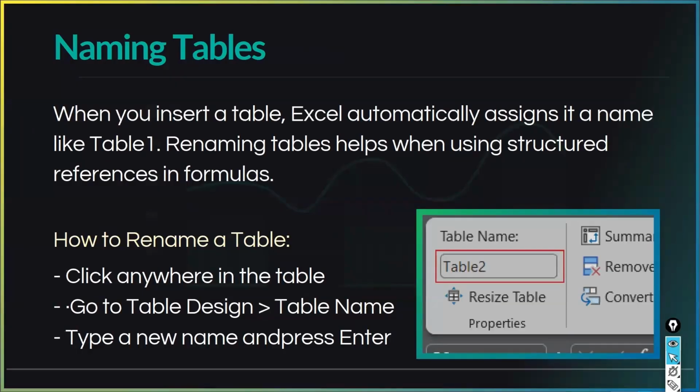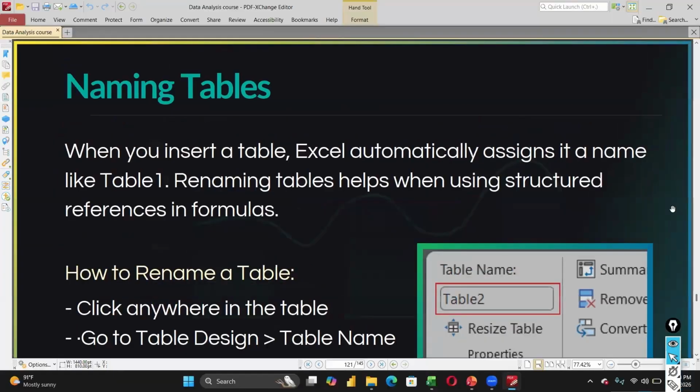Control T, or go to Insert and insert a table. That's how to create a table, but you can rename it because Excel will just give it an automatic name. So you have to rename the table the way you want. How do you rename the table? Click anywhere in the table, go to Table Design, then enter the table name, type in the name and press enter. Let's do that.